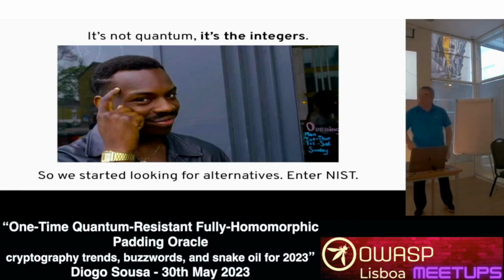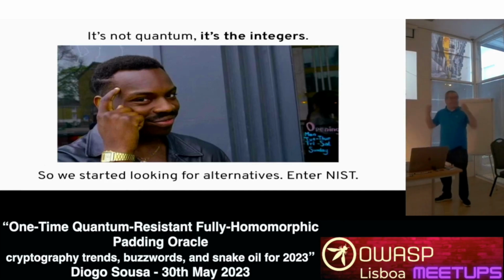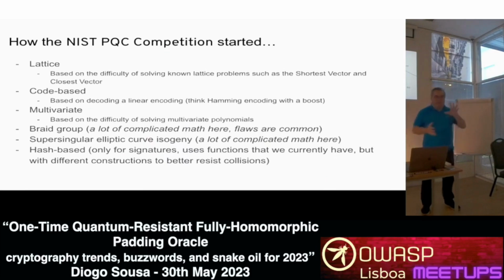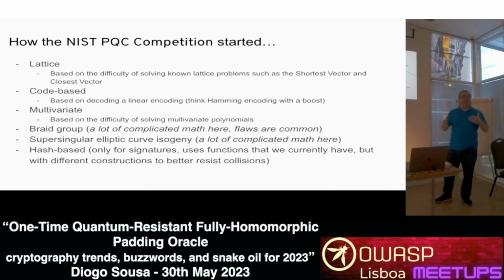Okay? So it's not really quantum, it's the numbers. So we started looking for alternatives, right? So enter NIST, the National Institute of Standards and Technology. NIST held a post-quantum cryptography competition, and the goal with that competition was basically to pick systems that were not vulnerable to the classes of problems that quantum computers can solve efficiently.